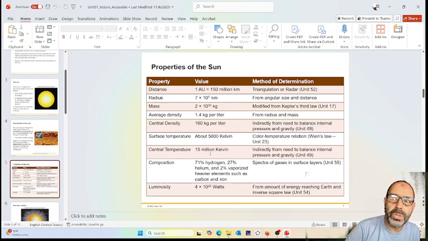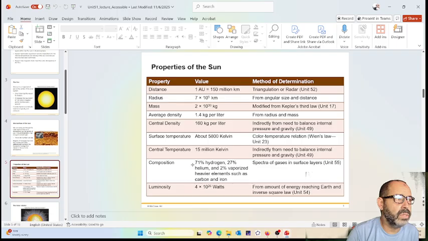Its central temperature inside the core, though, can be as high as 15 million Kelvin. You need that temperature, and not too high, by the way. If it's higher, then helium will start to fuse. So that's the temperature that is necessary for hydrogen to fuse, okay? So that's the temperature inside the core of the sun. Again, there are some units referring to these points.